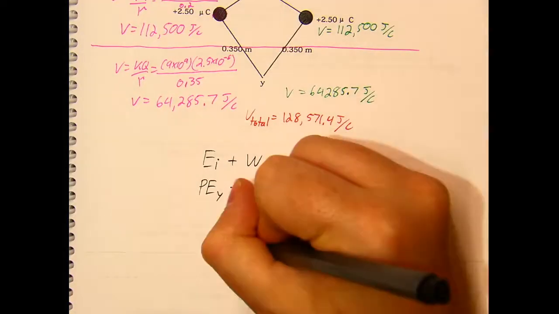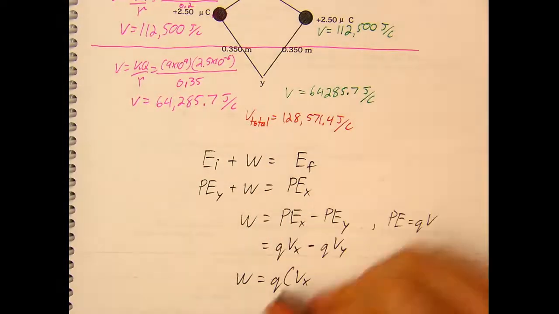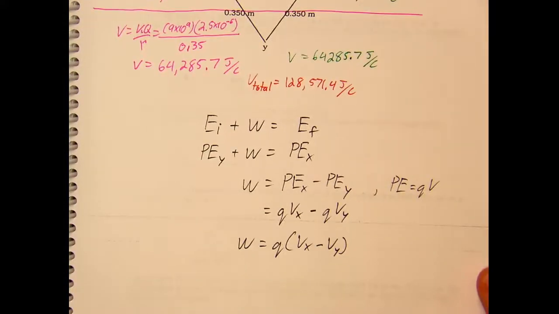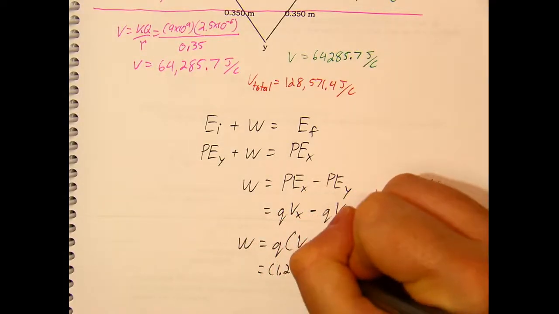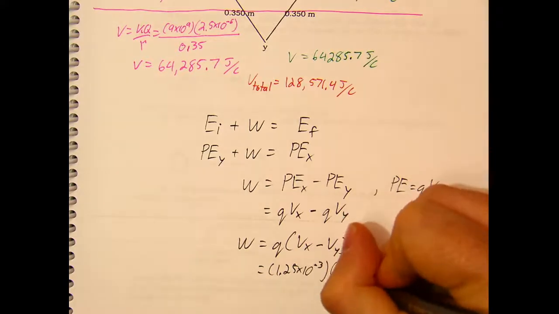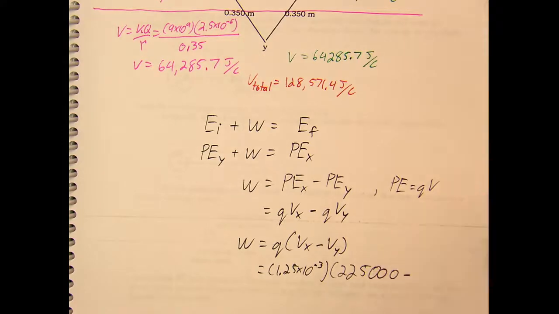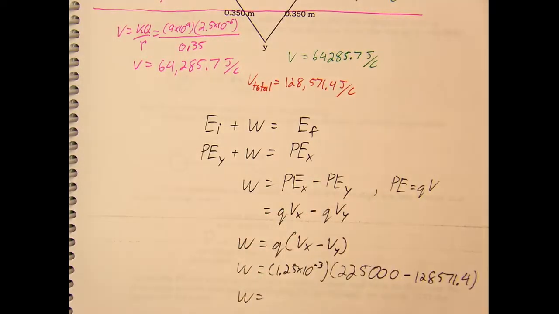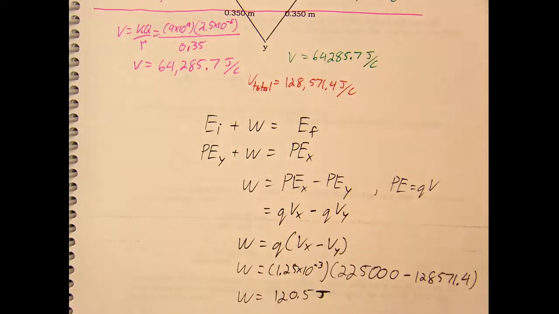So the work now is going to be Q. I can factor out the Q's, and this is going to be Q times the voltage difference between X and Y. And so now I can plug in my values. 1.25 times 10 to the negative 3 times 225,000 joules per coulomb minus 128,571.4 joules per coulomb. Do this calculation and we're going to see it's going to take 120.5 joules of work. We're going to have to put energy into the system to make that happen.